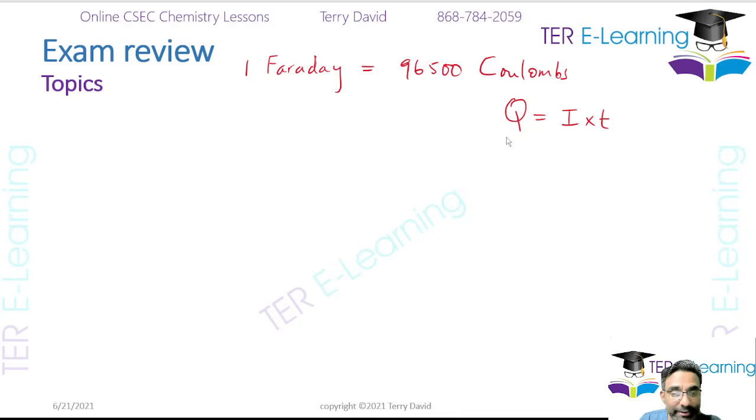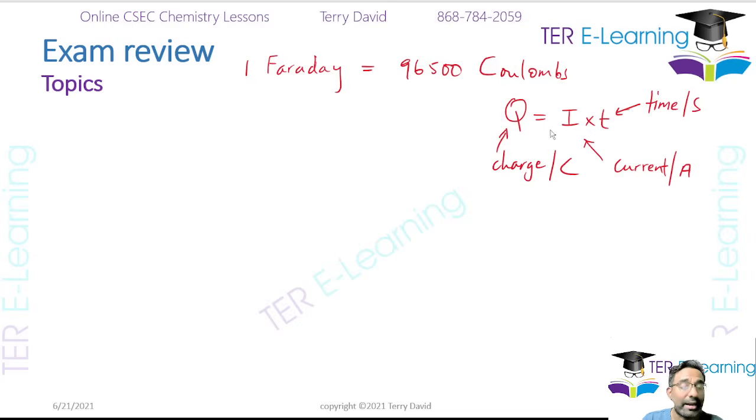Q in this case is my charge, in coulombs, capital C. This here is my current. For those of you not doing physics, current is measured in amperes, so that has to be in amperes. And this here, my time, needs to be in seconds. So whatever time they give you in the exam, you need to convert it into seconds before you can use the formula. Now let me show you how you're going to use this.